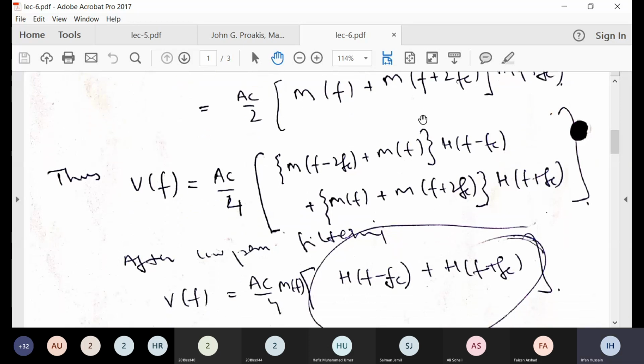Now I will pass it through a low pass filter. So you can see this and this, they will be deleted or neglected because these are high frequencies. You will just get this and this. So you can take M(f) common, and inside you will get this term.